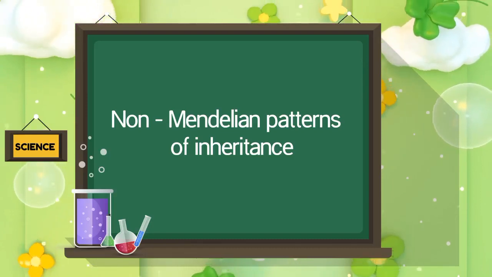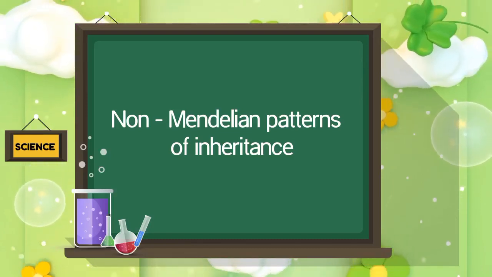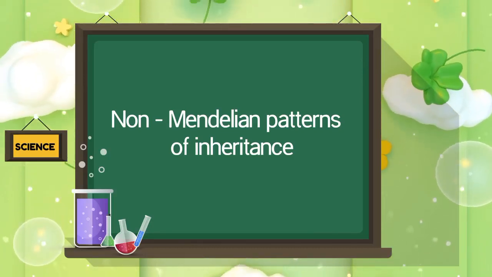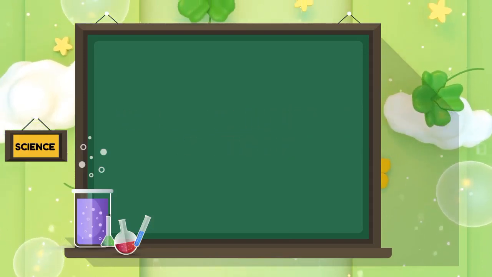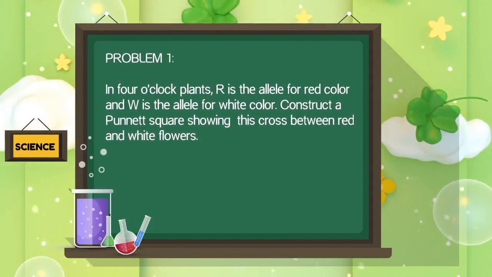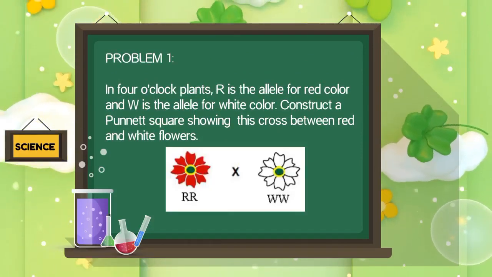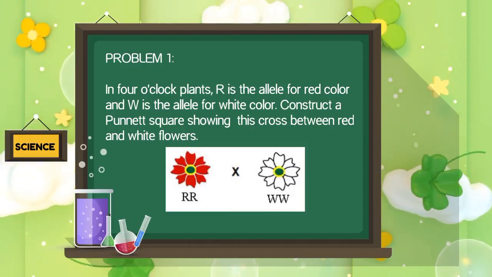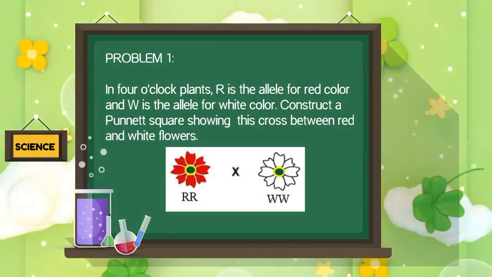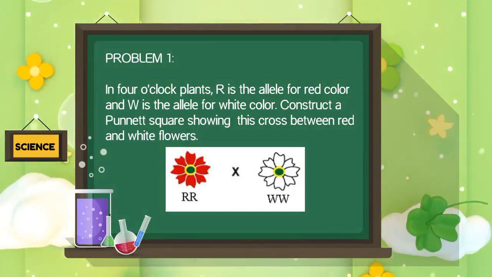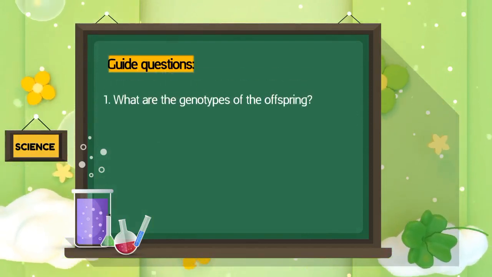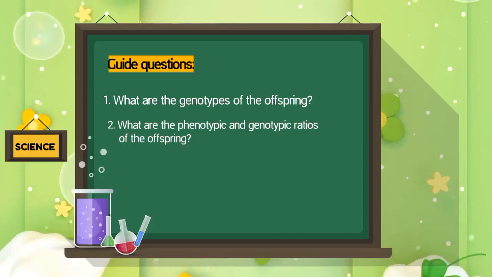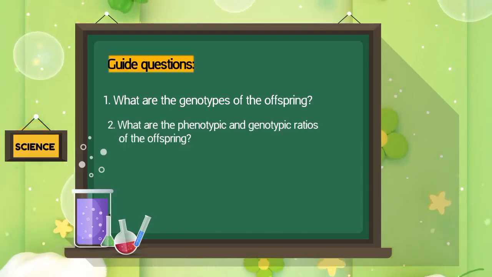To learn more about non-Mendelian patterns of inheritance, let us try to read and analyze the given problem, and let us apply our knowledge in grade 8 science about Punnett square. Are you ready? So here is the problem. In 4 o'clock plants, uppercase letter R is the allele for red color and uppercase letter W is the allele for white color. Construct a Punnett square showing this cross between red and white flowers and answer the following questions. First, what are the genotypes of the offspring? Second, what are the phenotypic and genotypic ratios of the offspring?